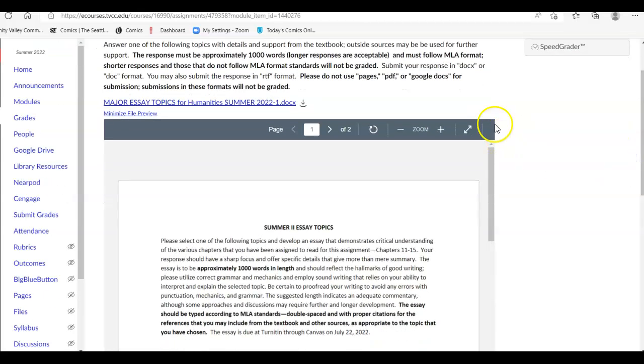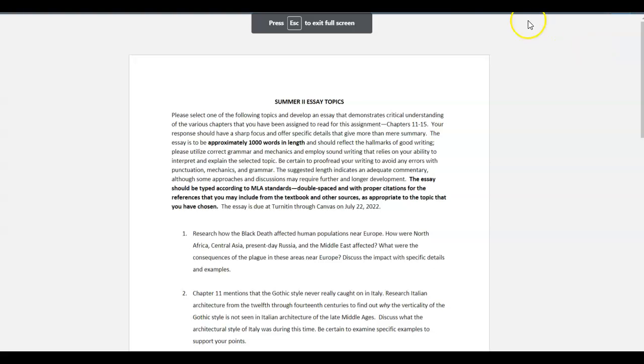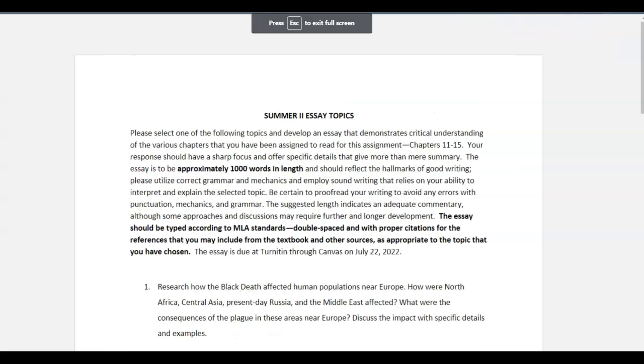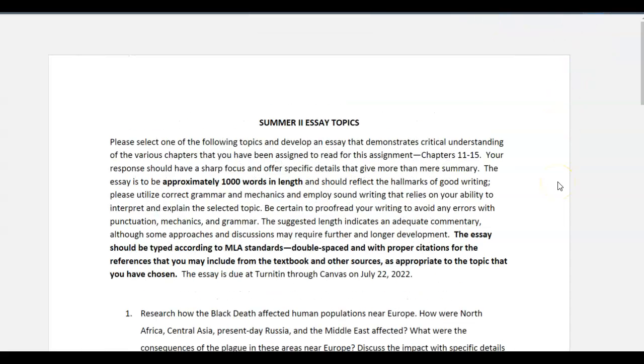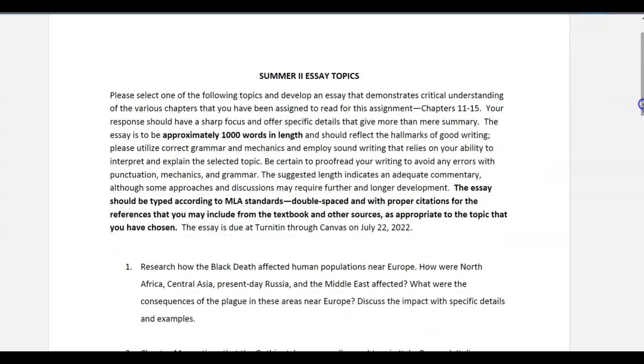Now for the assignment itself, we're going to raise this up to full screen and get that a little bit bigger for you. You're going to select one of the topics that are listed that are drawn from information and details presented in chapters 11 through 15. The response should be capable of having a sharp focus, offering specific details, not just summary, and then offering a commentary over those details. That's where your part comes into, not just as a copy and pasting from the textbook. I want more than that.